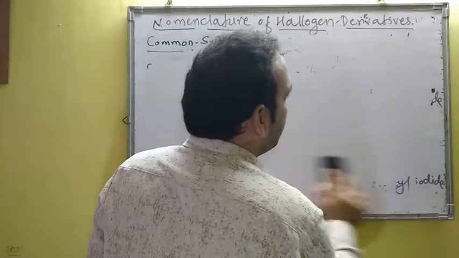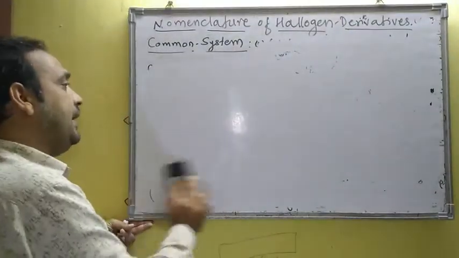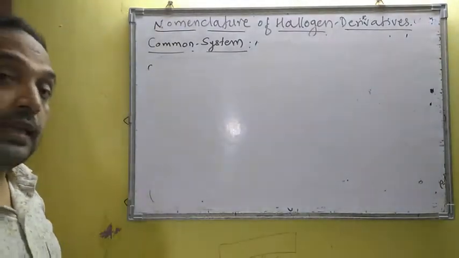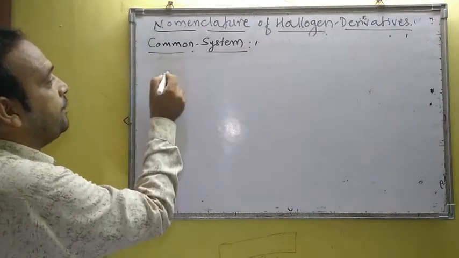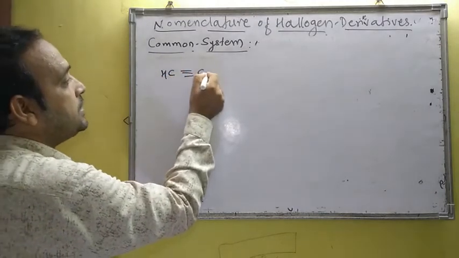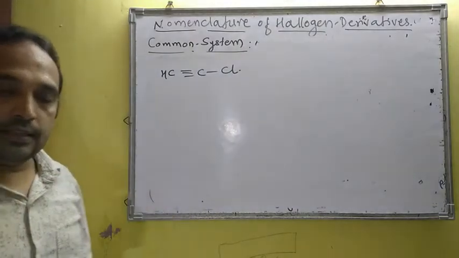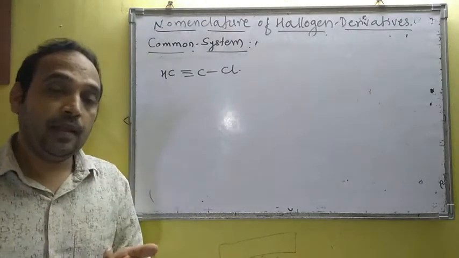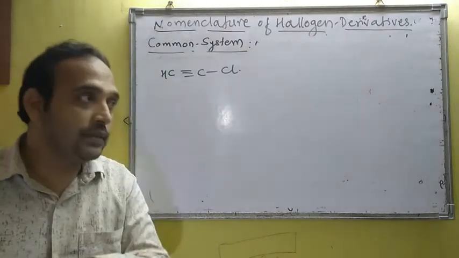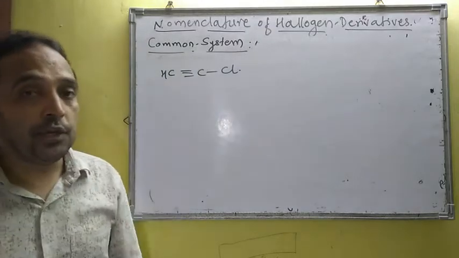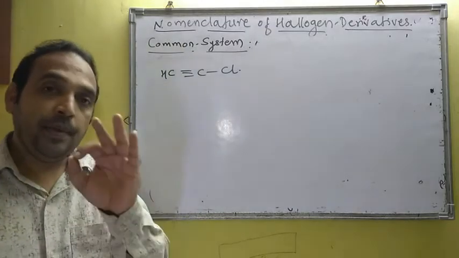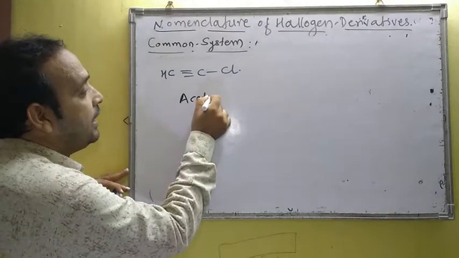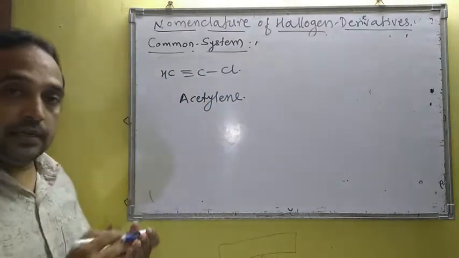Now we will cover some examples of alkenes and alkynes: according to the common system, how to write the name of an alkene and alkyne. Suppose I have given here CH, triple bond C, single bond Cl. This is the example of a haloalkyne. Students, in 11th standard alkynes were covered. How do I write the common name of an alkyne? The basic alkyne according to the common system is acetylene.